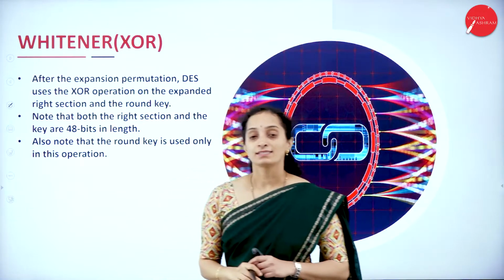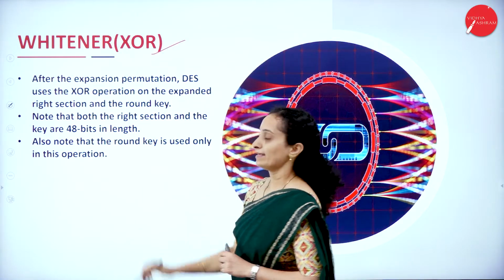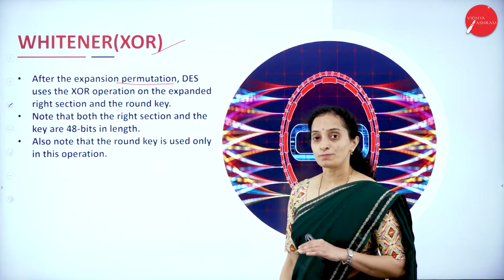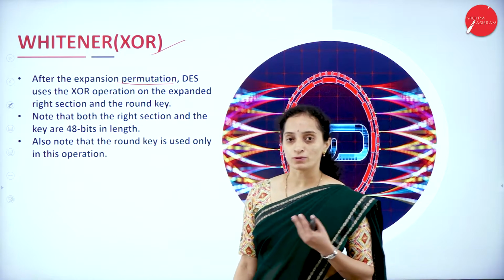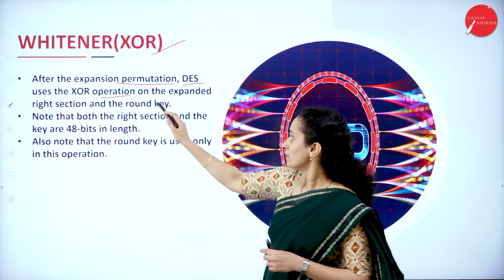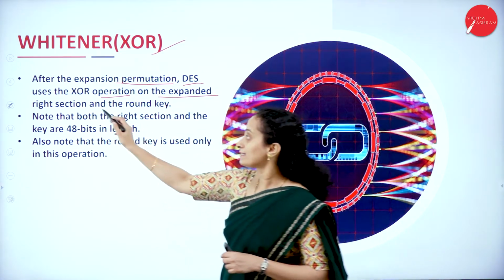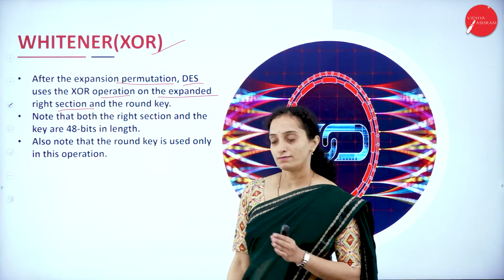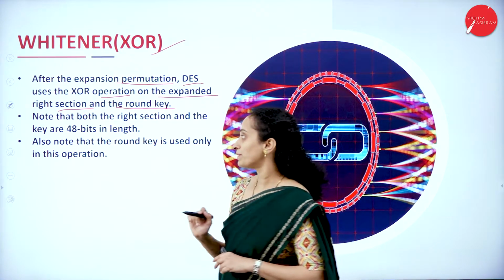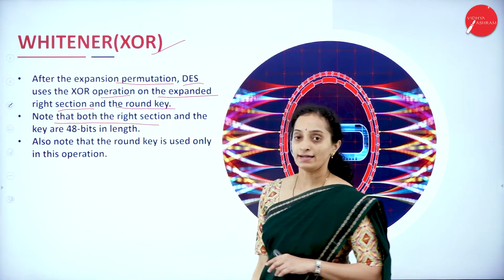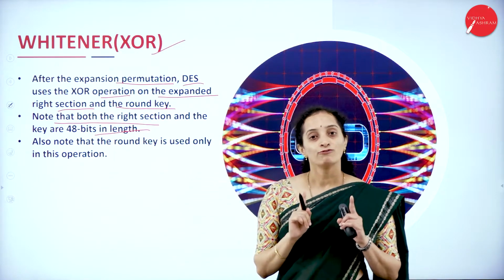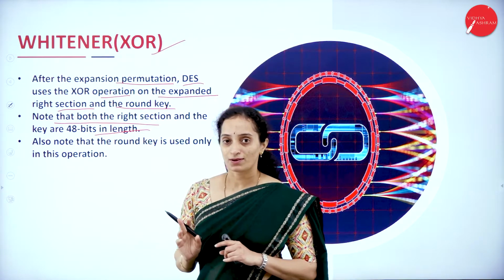Alright. Next, we need to know about the XOR. After the expansion permutation, expanding the 32-bit input to 48-bit, DES uses the XOR operation on the expanded right section Ri-1 and the round key, that is 48-bit round key. Note that both the right section and the key are now 48-bit length. They are equal. Okay, 48-bit.